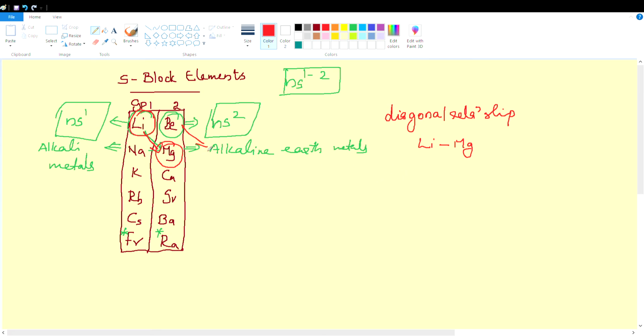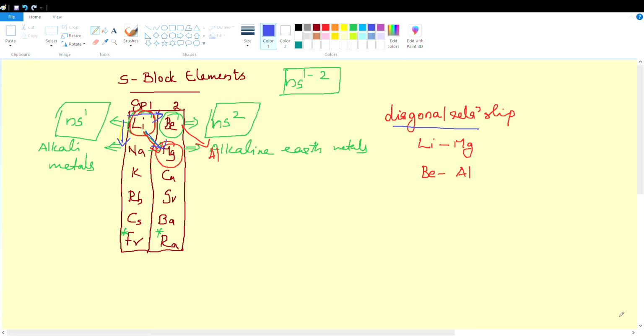Similarly, beryllium shows similarity with the second member of Group 13, which is aluminium. Another example of diagonal relationship. The reason for this similarity between these pairs of elements is their similar ionic size. When we move down a group, atomic size increases, but when we move from left to right, atomic size decreases. When we move diagonally, this increase and decrease in atomic size cancel out. So lithium and magnesium show almost similar size and hence exhibit similar properties, called diagonal relationship.